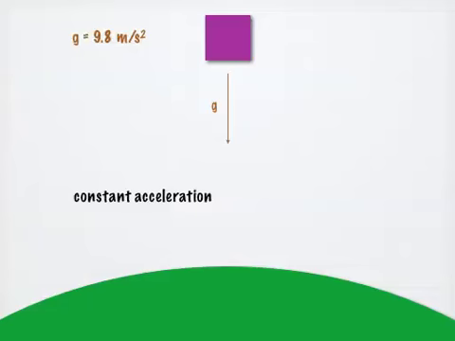Most of our introductory physics problems involving free fall are near the surface of the Earth, so we can use this constant 9.8 meters per second squared as our gravitational acceleration. Since this acceleration value will be constant in our free fall problems, we can use the kinematic equations to solve these problems.